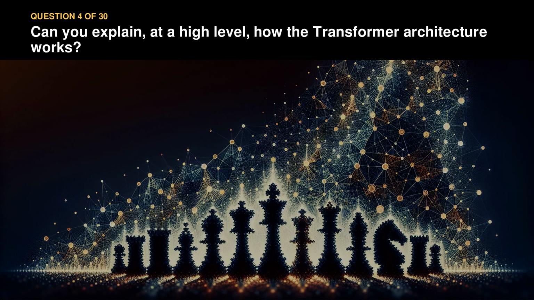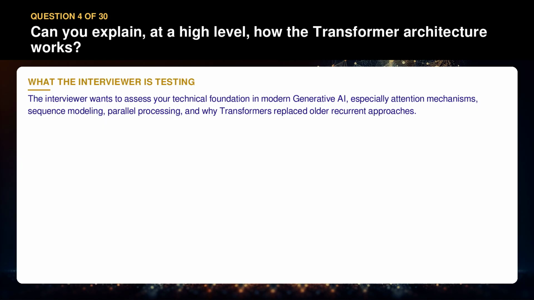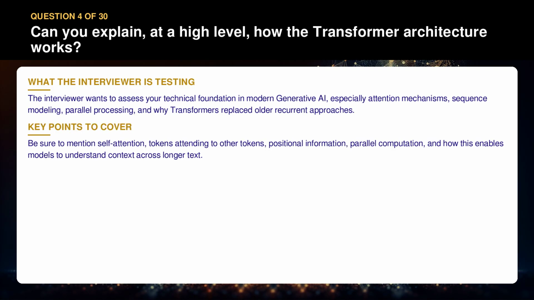Question 4. Can you explain at a high level how the transformer architecture works? The interviewer wants to assess your technical foundation in modern generative AI, especially attention mechanisms, sequence modeling, parallel processing, and why transformers replaced older recurrent approaches. Be sure to mention self-attention, tokens attending to other tokens, positional information, parallel computation, and how this enables models to understand context across longer text.